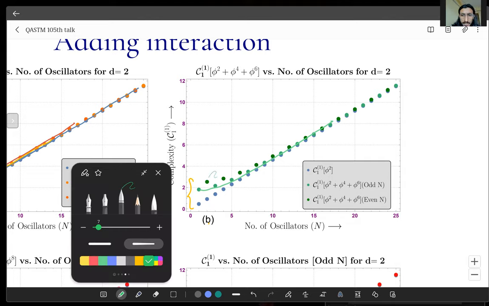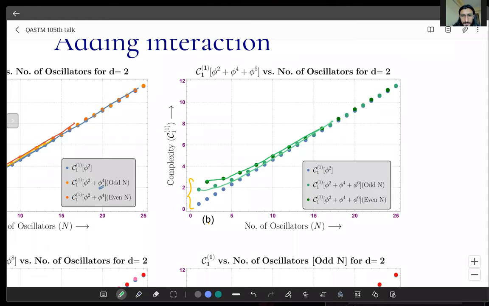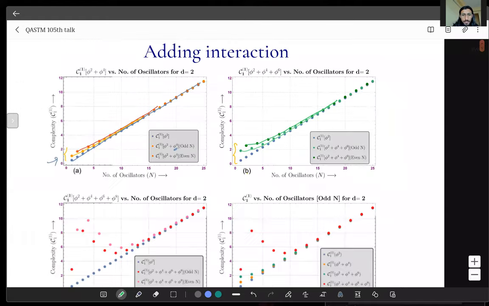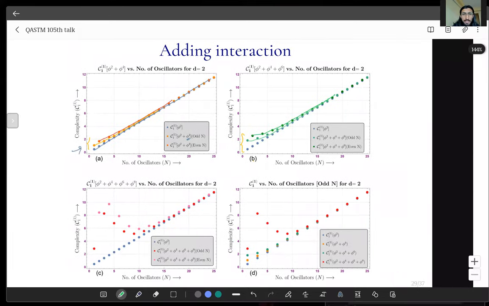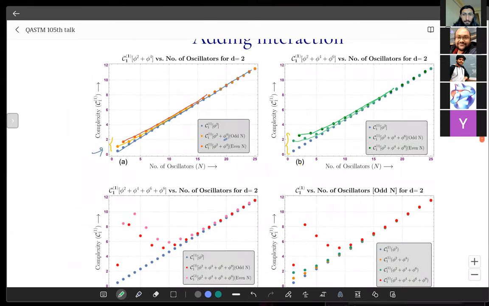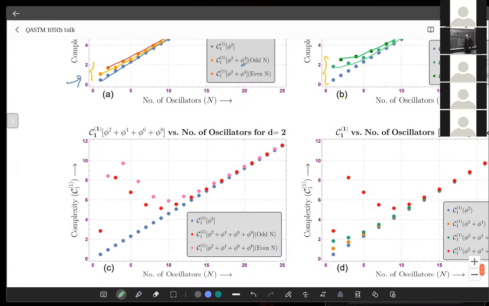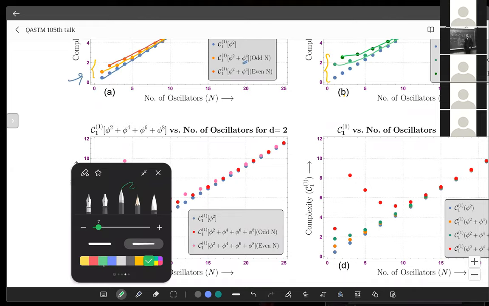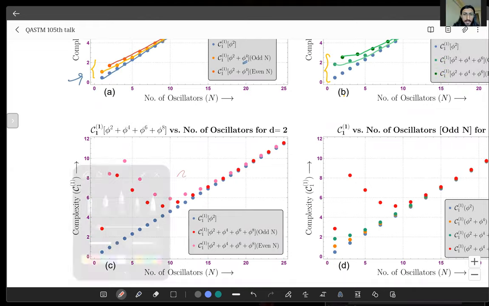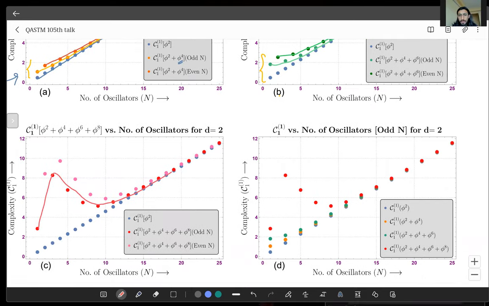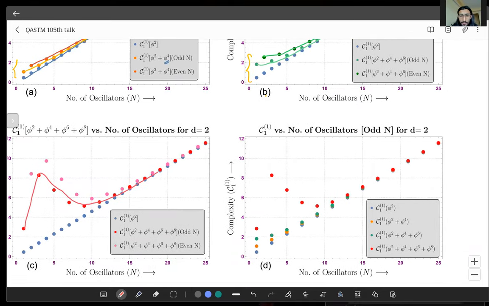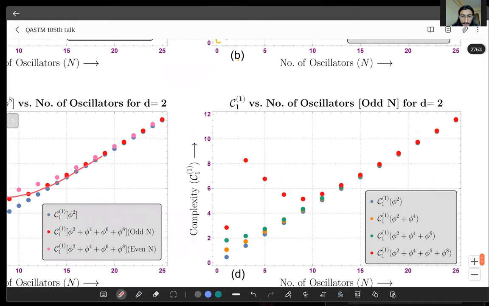And this part comes from the odd part. As we go from phi 4 to phi 6, there's not much bump, but when we go to phi 8, there's a sudden, huge bump. And for the sake of showing all of them together, the blue one is for the free field.